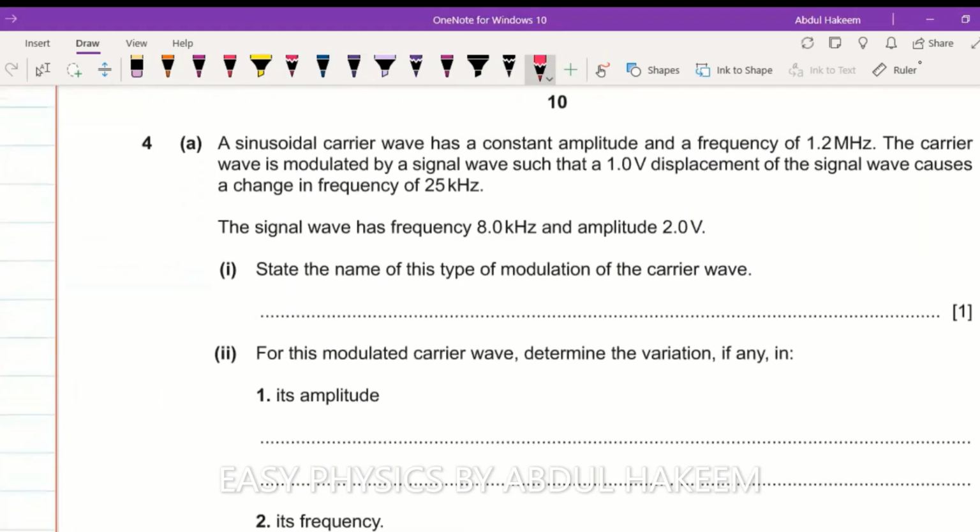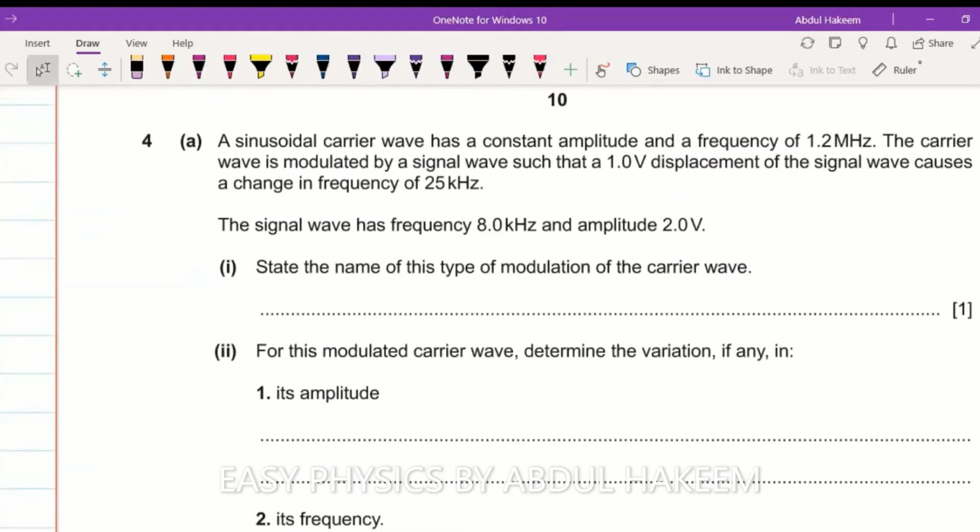And the next, question number 4 is: a sinusoidal carrier wave has a constant amplitude and frequency 1.2 megahertz. The carrier wave is modulated by the signal wave such that a 1 volt displacement of the signal wave causes a change of frequency of 25 kilohertz. The signal wave has a frequency of 8 kilohertz, amplitude 2 volts. State the name of this type of modulation. Constant amplitude, I mean, this is frequency modulation.